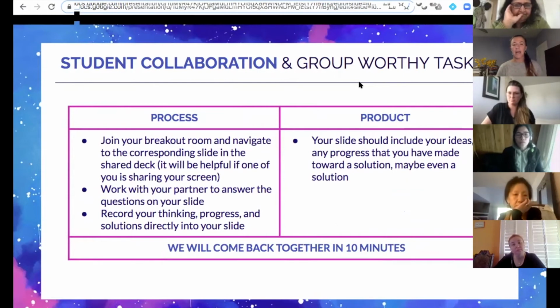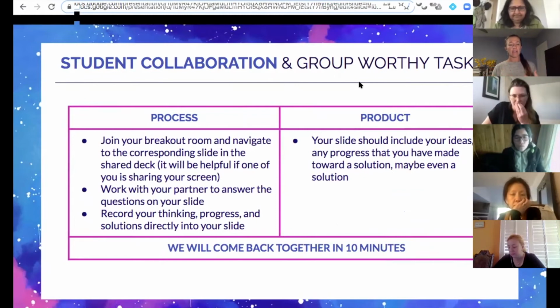In terms of time, we probably won't get to a solution at this point, and that's totally fine. So we would just like you to document on your slide what types of thinking, what kind of progress, and any sort of work towards a solution. Go ahead and document those directly into your slide. And your slide should include your ideas or any progress that you've made.